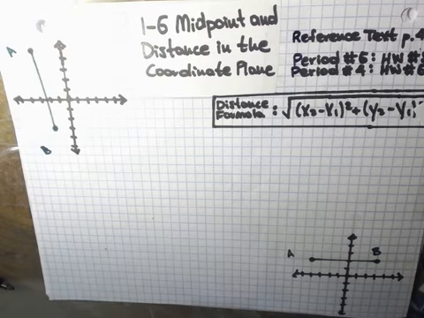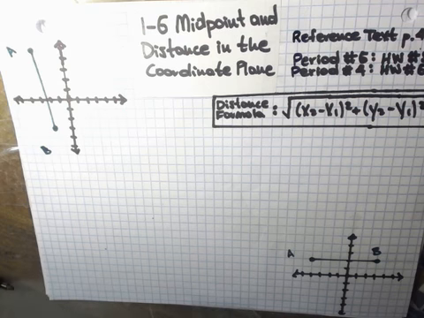So today we're going to be talking about the distance formula and how to use it within your homework. The distance formula can be found in Chapter 1, Section 6, Midpoint and Distance in the Coordinate Plane. It's on pages 43 to 49 in your geometry textbook.